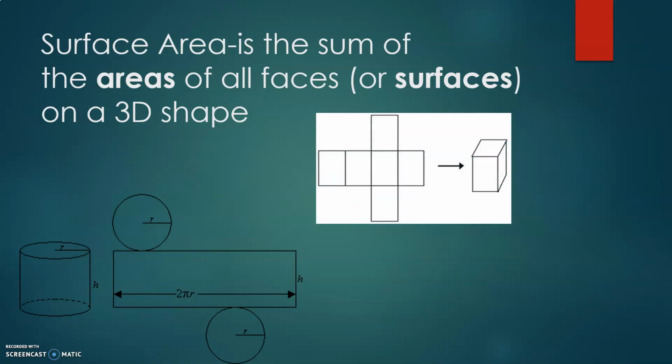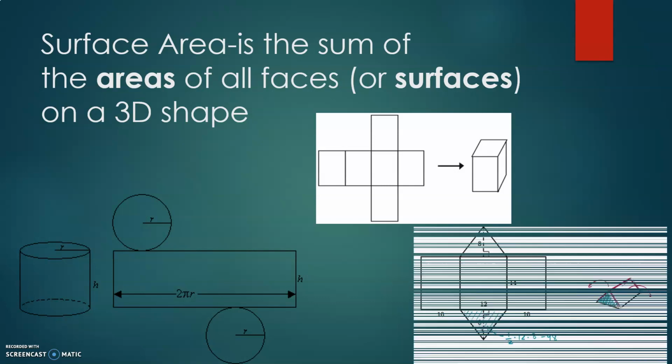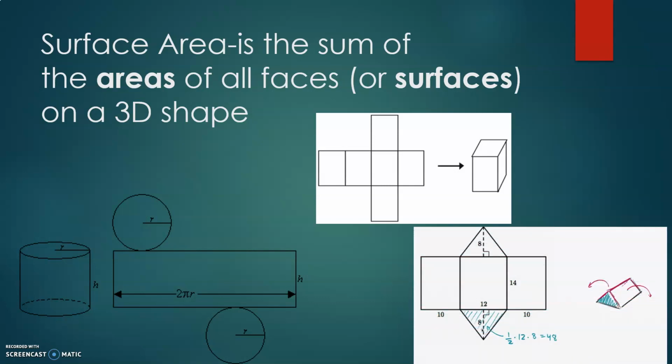With a box, you can unfold the box, and you would end up with a shape looking similar to the one on the screen now. And this is true even with triangular prisms, right? If you were to pull it all apart and lay it all flat, this is what you would end up with.